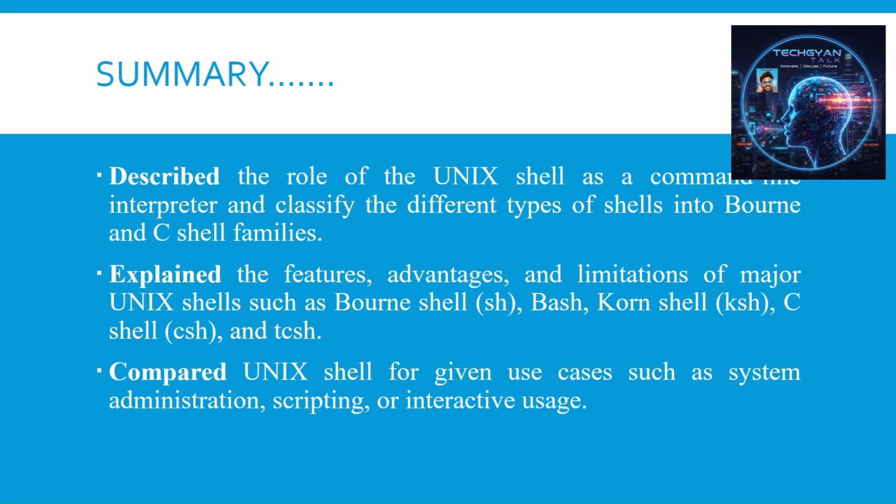So, to summarize, we described the roles of Unix shells as a command line interpreter and classified the different types of shells into Bourne and C shell families. We have covered advantages and limitations of major Unix shells such as Bourne shell, Bash, Korn shell, C shell, and TCSH. We compared Unix shells for given use cases such as system administration, scripting, and interactive usage.